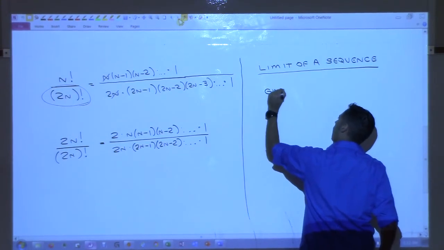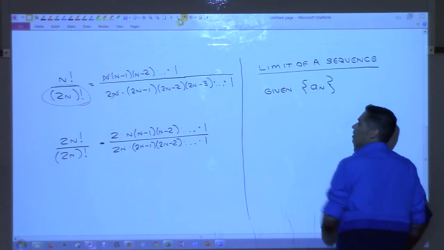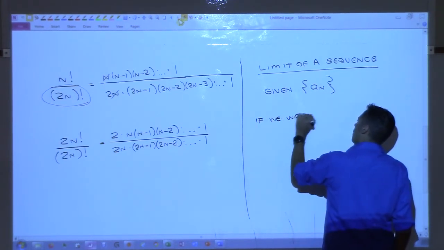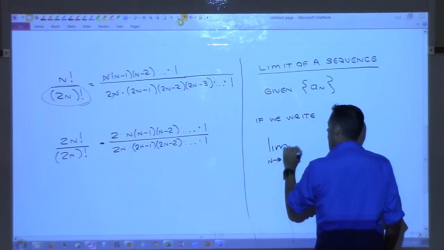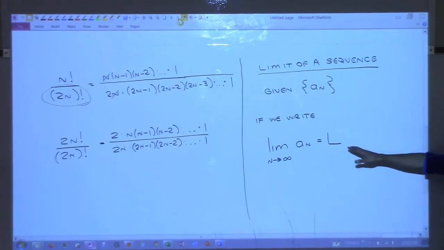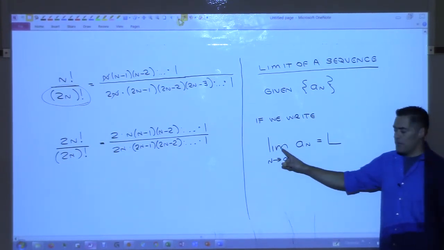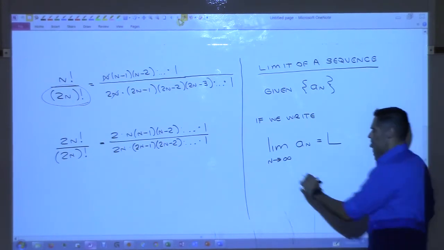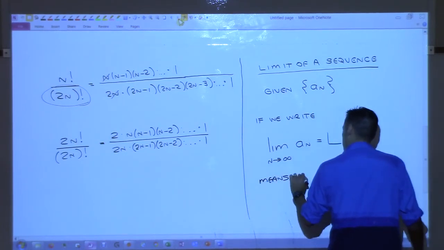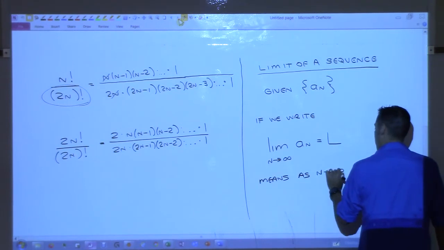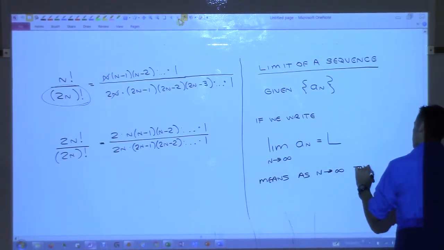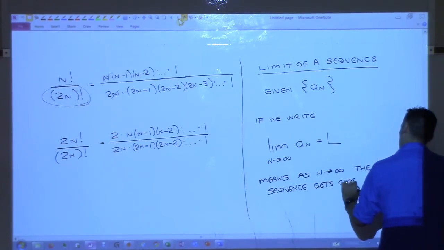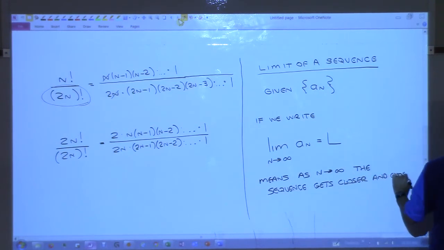So given a sub n, given an infinite sequence, if we write limit as n goes to infinity of a sub n equals L, so this is the notation we used back in Cal 1, where we're like, okay, we're going to take the limit of something, right? So we want the limit as n goes to infinity of this sequence a sub n. If we say that that's equal to L, then what we mean is that as n gets big, right? As n gets big, the sequence gets closer and closer to L.